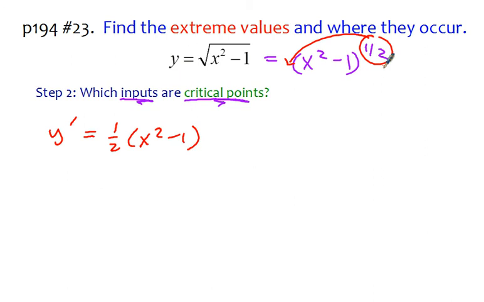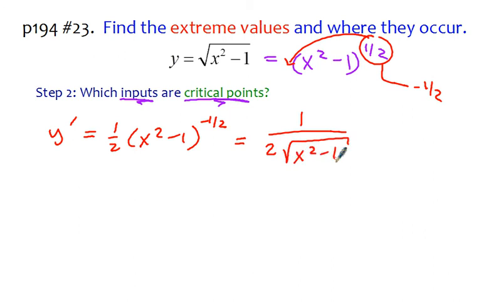And let's decrease this by 1. 1/2 minus 1 is -1/2. And we get this expression right here. To make it easier to understand, I'm going to write it as a square root in the denominator. And that is our slope formula for this function.